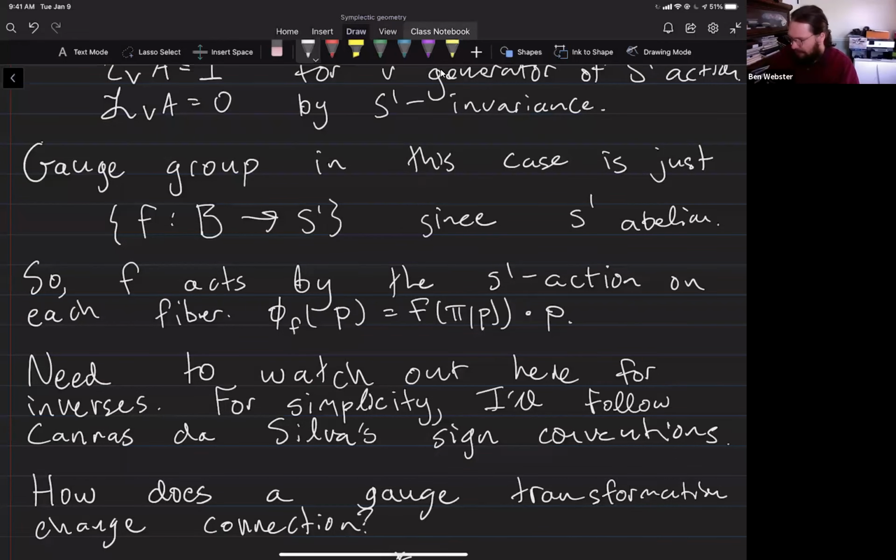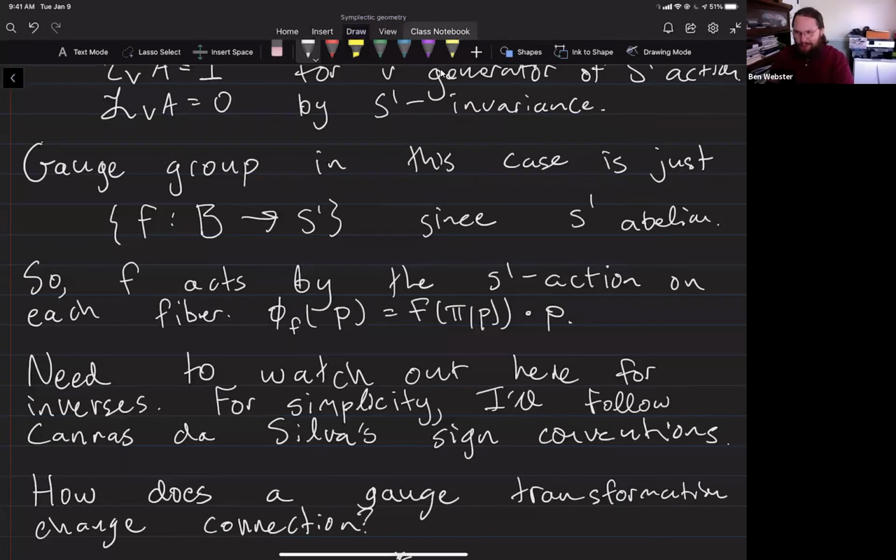And yeah, this is all I'm saying: F acts with the S1 action on each fiber. You do have to be really careful about signs here. Unfortunately, there are a ton of different places where you can make some sign choice and mess things up. Like, you can always switch the orientation on your surface. There are just tons and tons of places where you make some choice about signs.